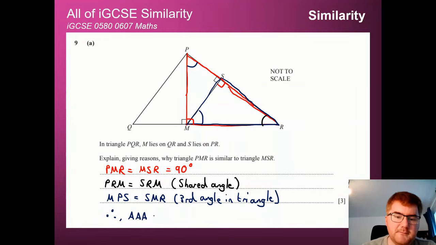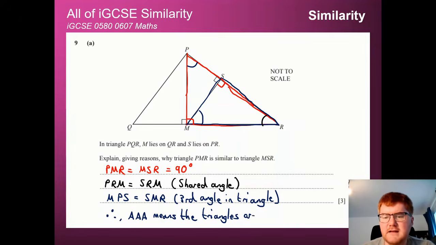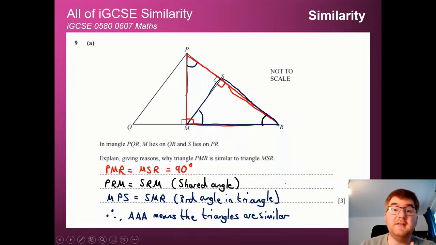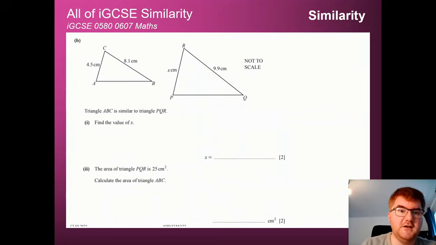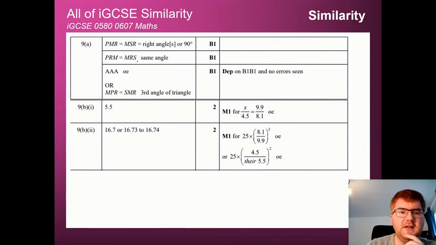So that means the triangles are similar. You don't need to overcomplicate these questions. As long as you find two angles, then you can find the third angle is going to be the same, and therefore the two triangles here will be similar. So we'll go through part B, and then we'll come up. You can just see the answers quickly here. So you can see putting AAA gives you that third mark, which is important.